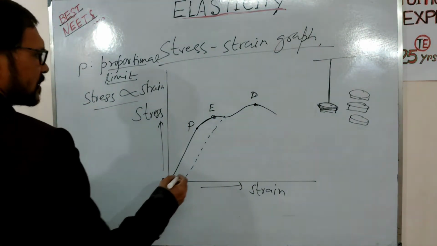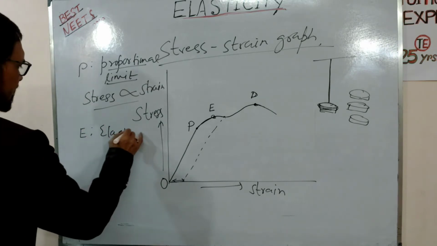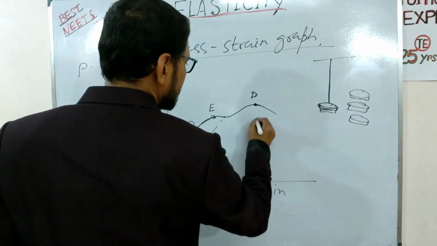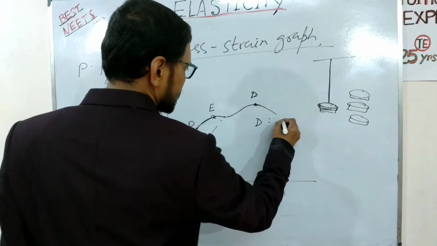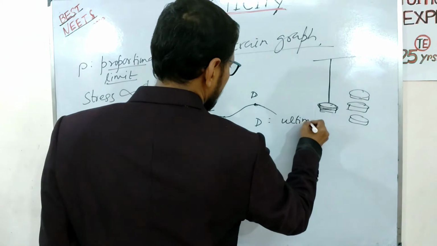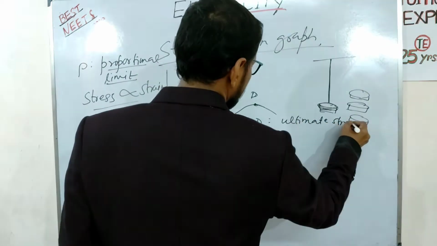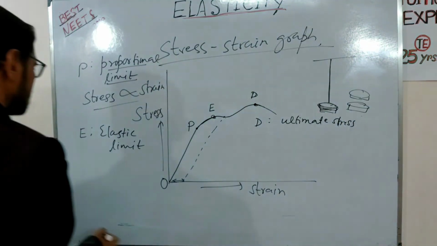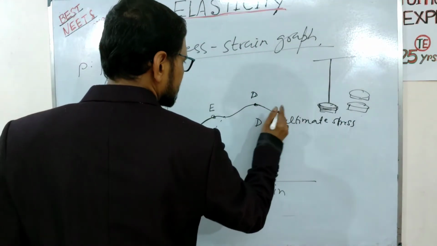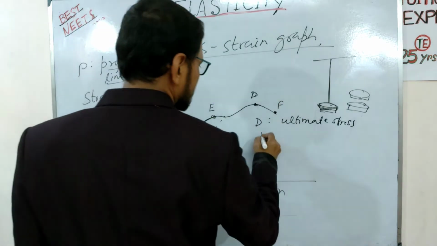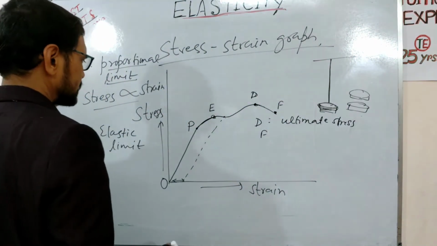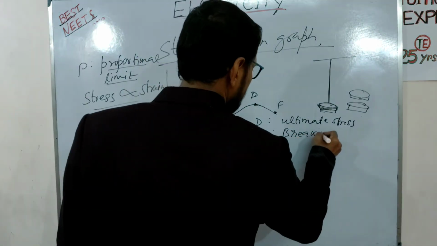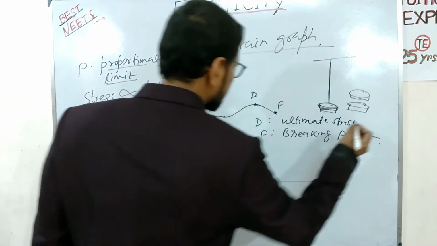So E is called the elastic limit, and the point D is the maximum stress developed. So point D is called the ultimate stress. And here is the fracture, that is, the body breaks. At this point the body breaks. So it is the breaking point or fracture point.